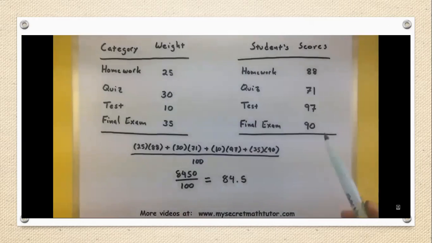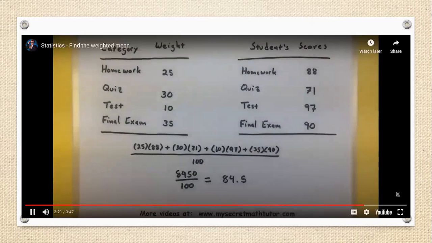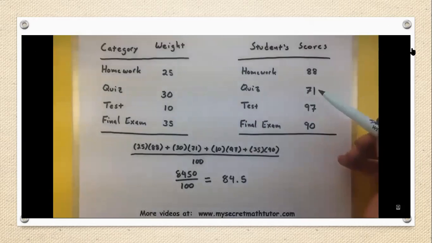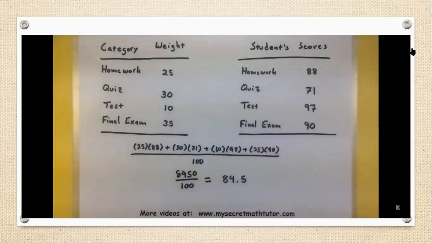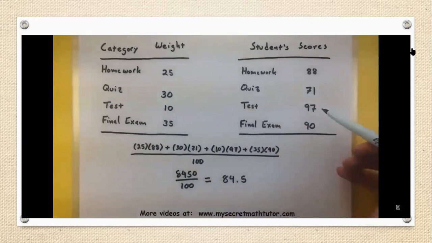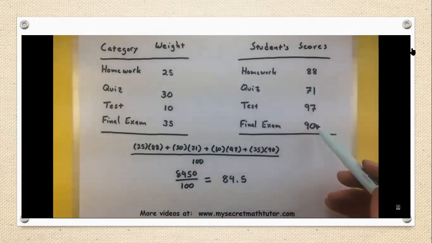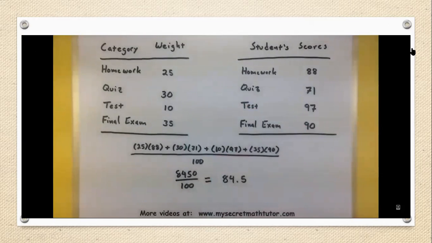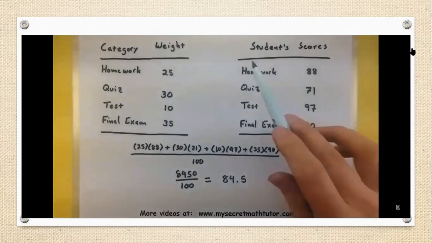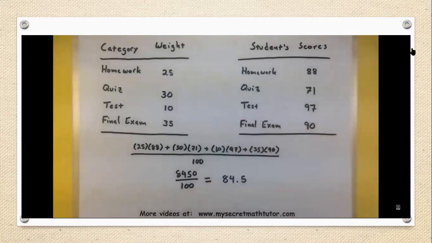Now, this makes sense in the context of the student's actual scores, because you can see that their quiz grade is quite low, and the quizzes have a pretty significant weight on them. So even though they're doing really well on their test and their final exam, it's not helping out as much as it needs to, because the test is only worth a weight of 10. So remember, when looking for the weighted mean, take your data points and multiply them by their weight and divide by the total weight.